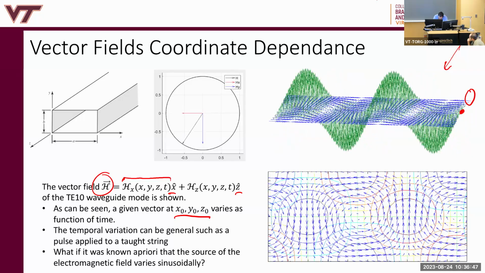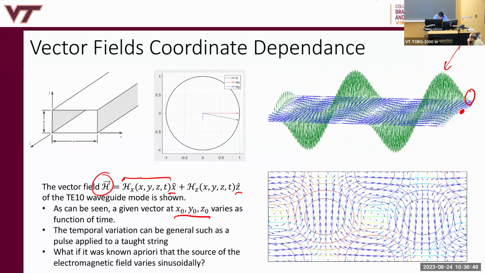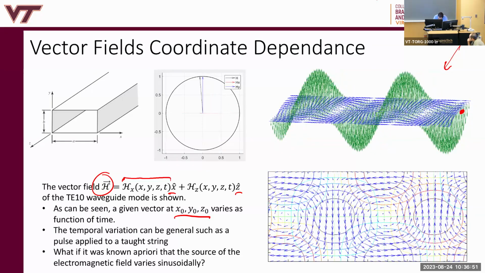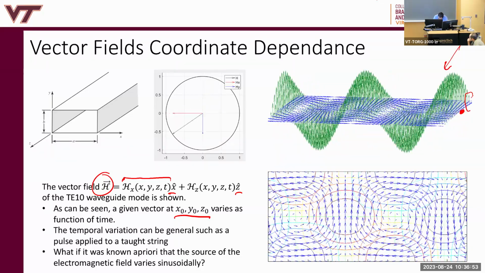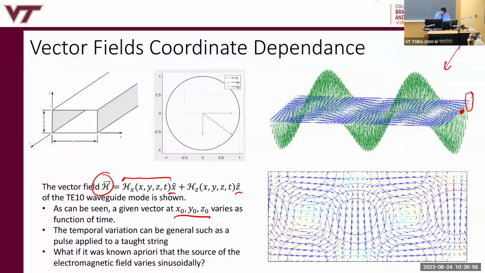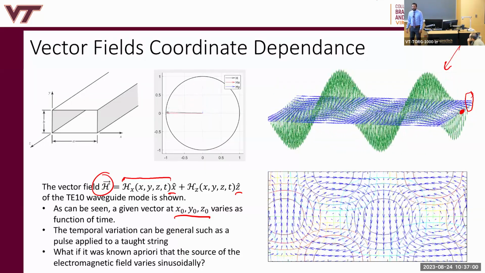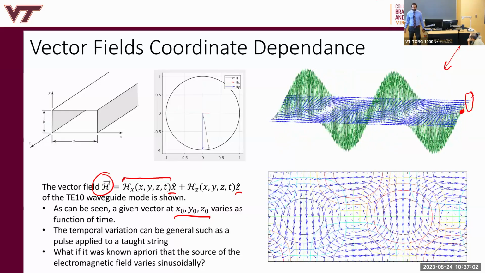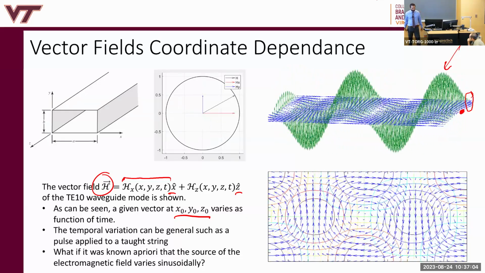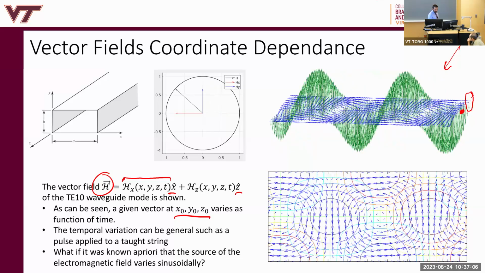Let me erase that. I want to try to concentrate on that green vector. What is it doing? It's not moving left or right. It's not changing position. It's just going up and down, right? Sinusoidally.